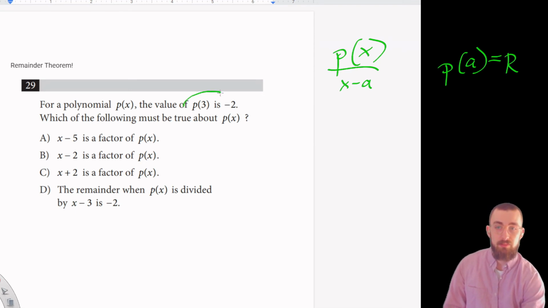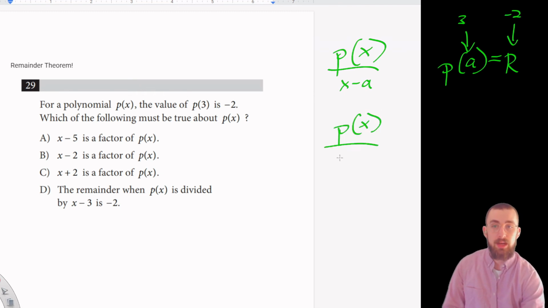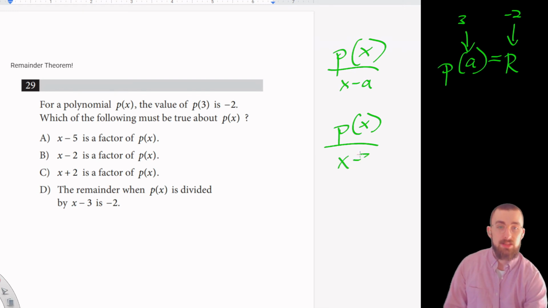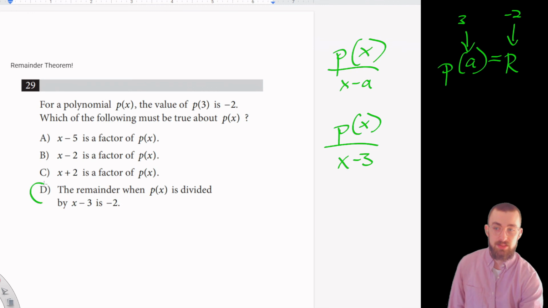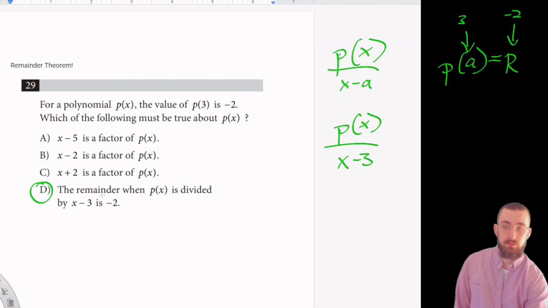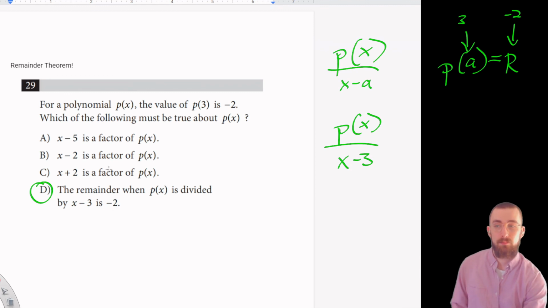So they say the value of p of 3 is negative 2. Well, what that means is that our a value would be 3, and the remainder would be negative 2. So whatever p of x is divided by x minus 3, whenever we do that operation, our remainder is negative 2. And that's exactly what D is saying here as well. The remainder when p of x is divided by x minus 3 is negative 2.